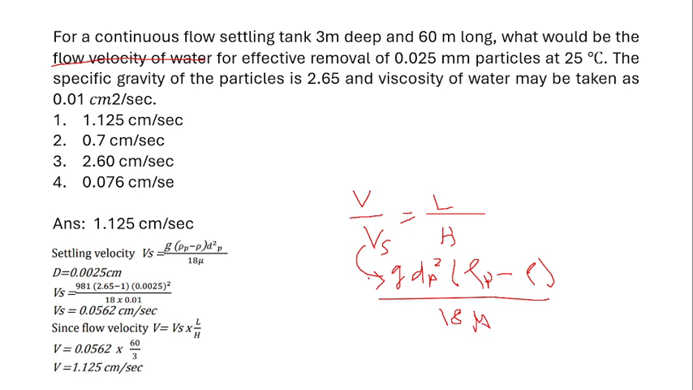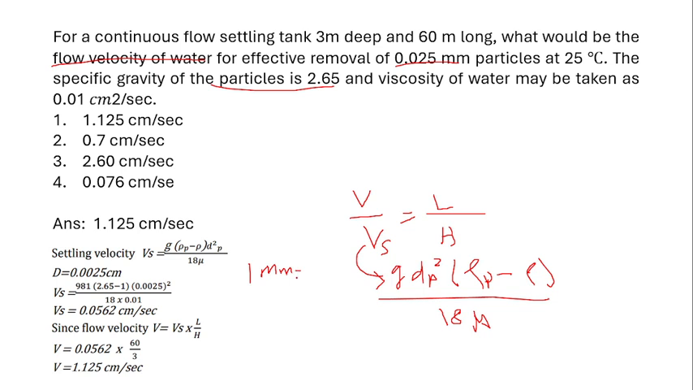Where g is constant, which is 9.81. We are converting everything to centimeter, so 981. And rho P is 2.65, already given. Specific gravity of particle is 2.65. And for water, rho is 1. And then dP, diameter of the particle, is given as 0.025 mm. So we are converting it to centimeter. So it is 0.0025 centimeter.